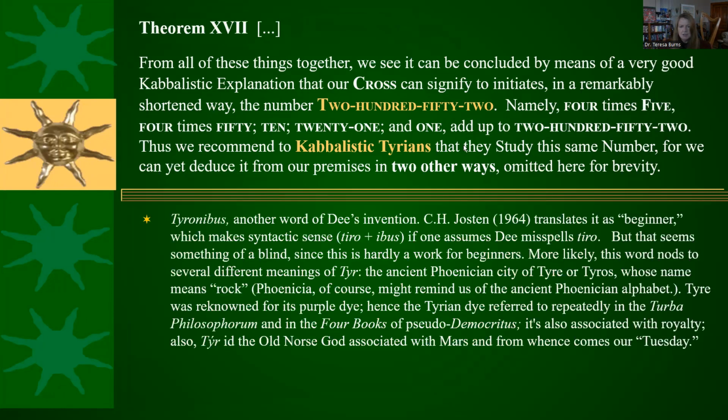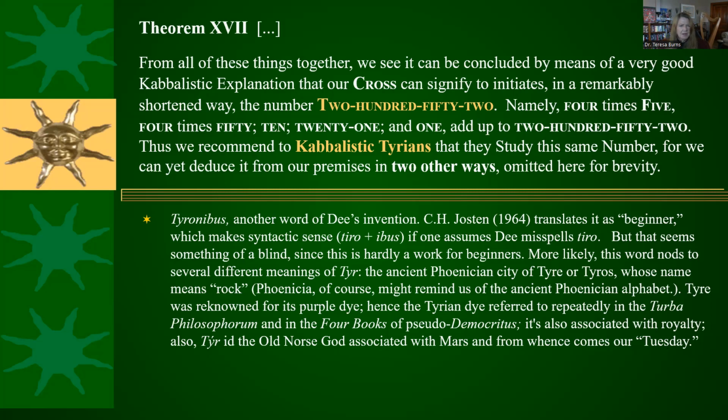So in Latin, Tyrians, he writes Tyranibus. Josten, again, back in 64, translated that as beginner, and even Josten didn't quite believe that meaning. As he pointed out, that makes syntactic and grammatical sense, Tiro plus ibus in Latin, if you assume that Dee has misspelled Tiro and spelled it with a Y.